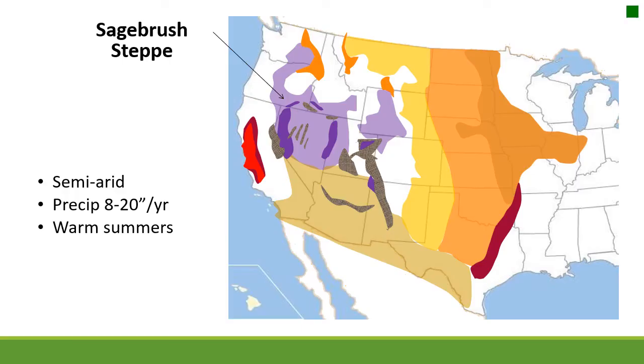Let's talk about the sagebrush steppe. First, it's a semi-arid region, precipitation from 8 to 20 inches. Summers are warm and relatively dry, and you can see it's quite extensive.